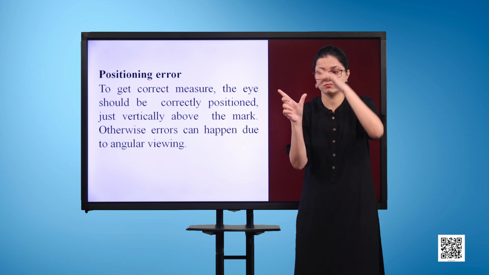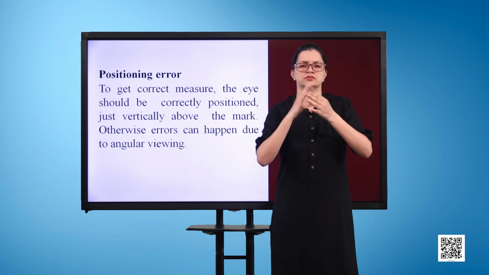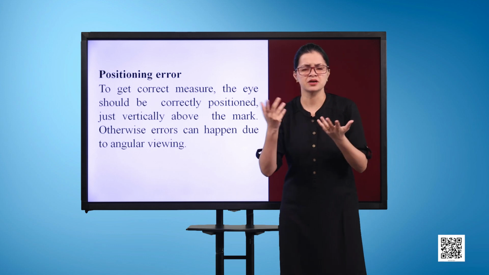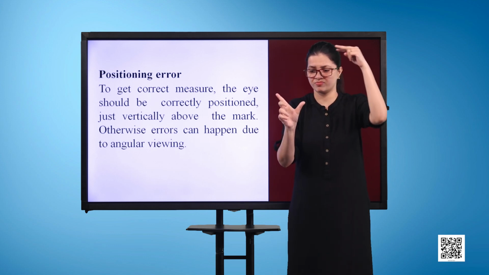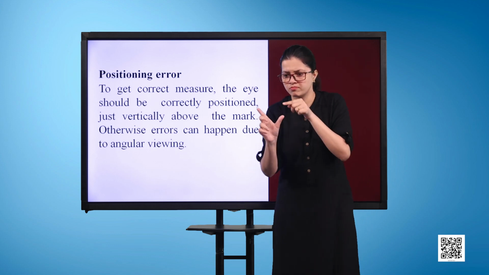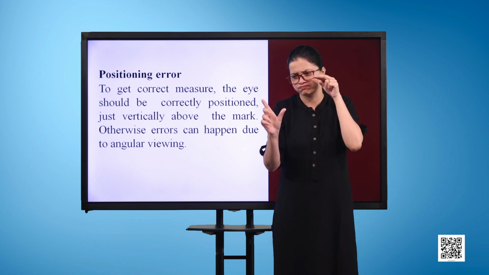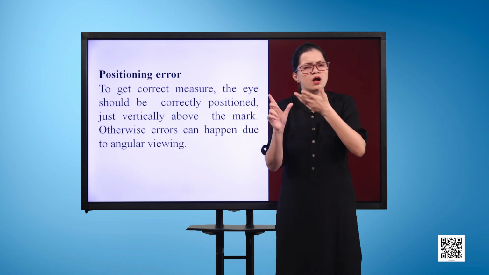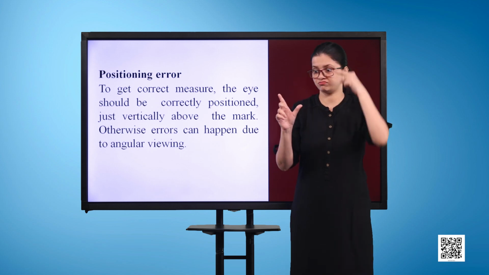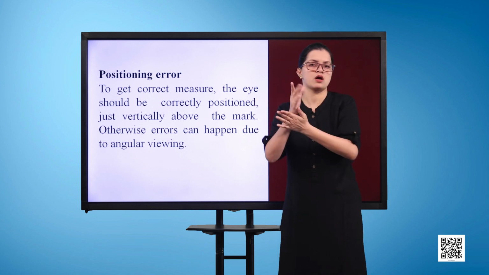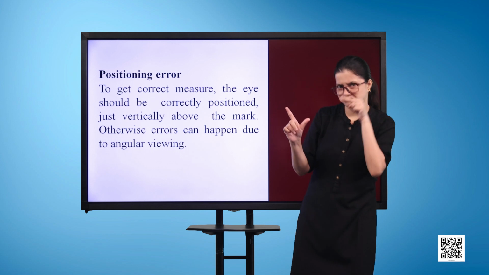Positioning error. To get correct measure, the eye should be correctly positioned, just vertically above the mark. Otherwise, errors can happen due to angular viewing.